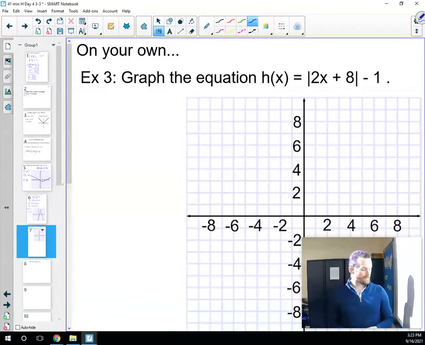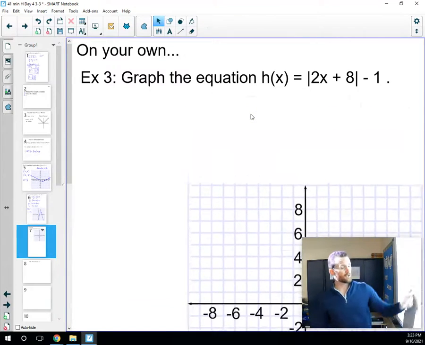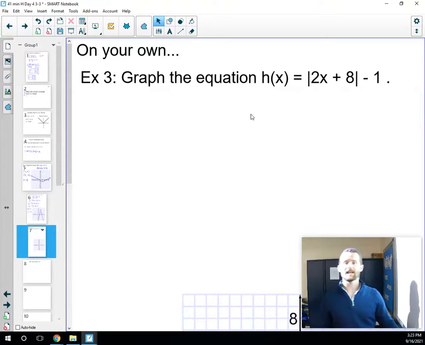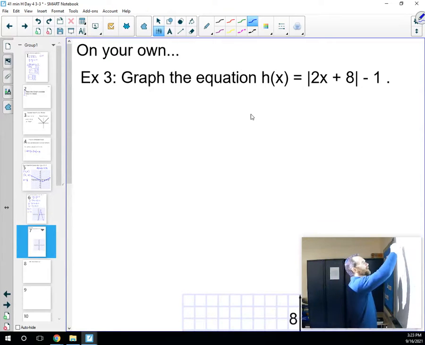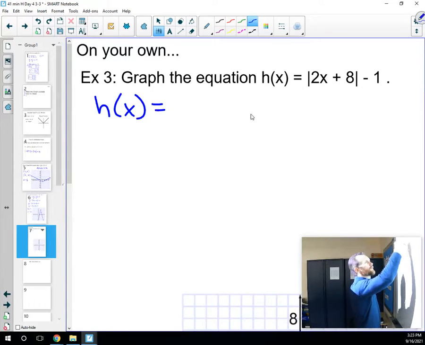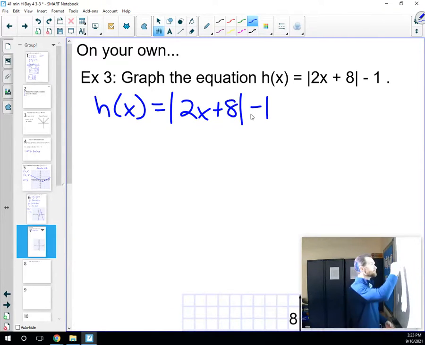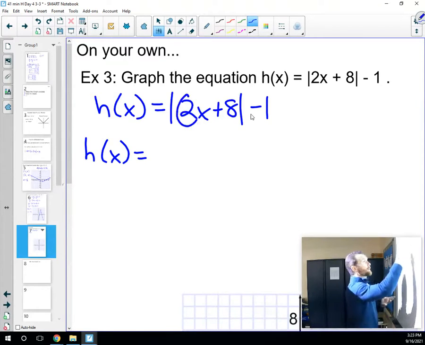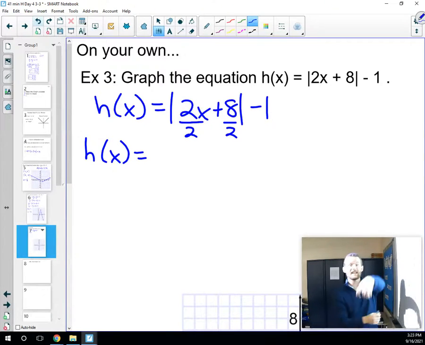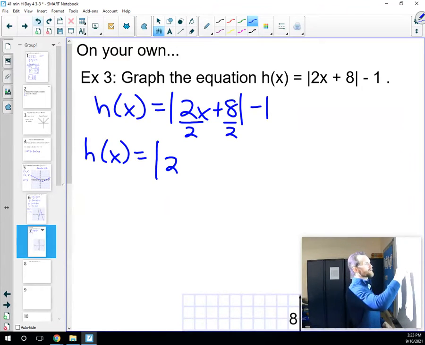Right away, I see that this is not in vertex form. I see a 2 in front of that x, which means we've got to use a GCF to get it out of there. So let me rewrite it over here. It's h of x equals absolute value of 2x plus 8 minus 1. Remember, we've got to divide by whatever's in front of that x. So I'm going to divide by 2, put that 2 out in front, and create our parentheses. Absolute value comes down. I put my GCF first, 2 times x plus 4.